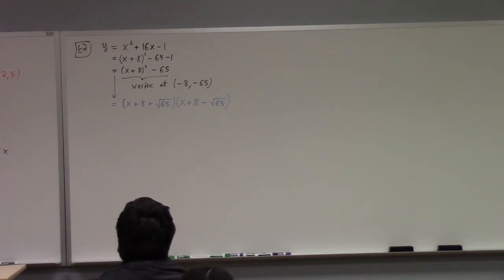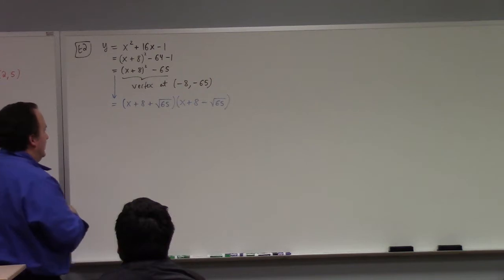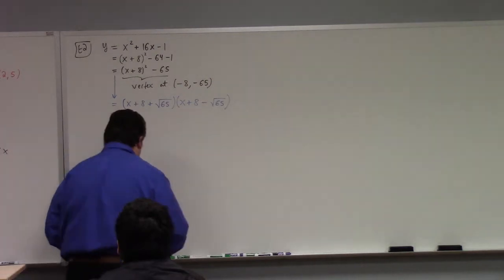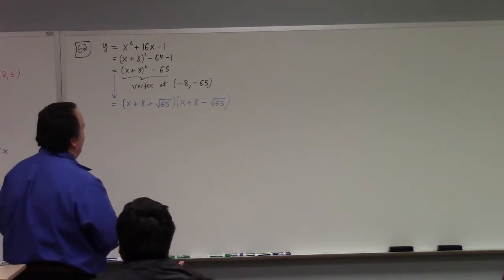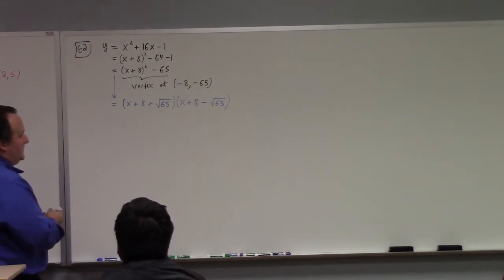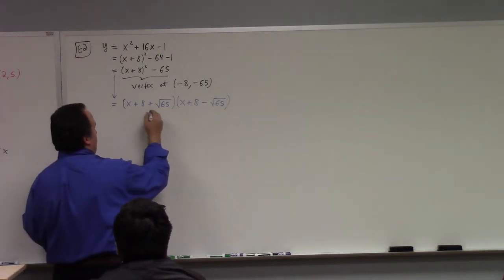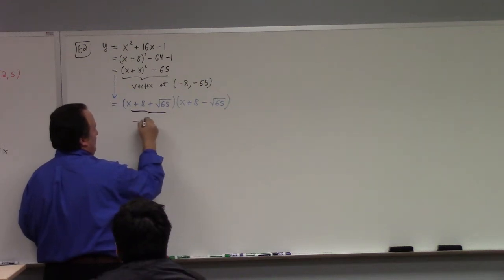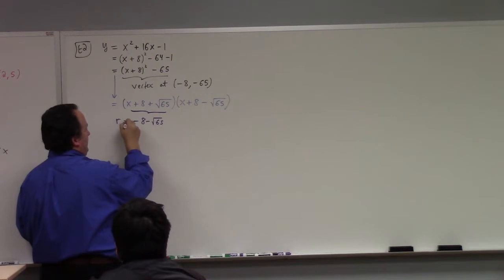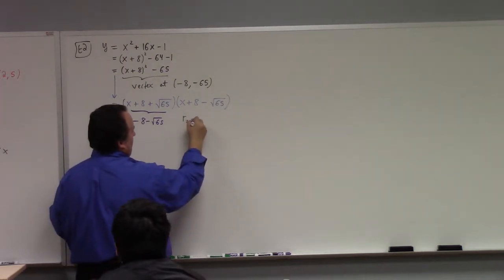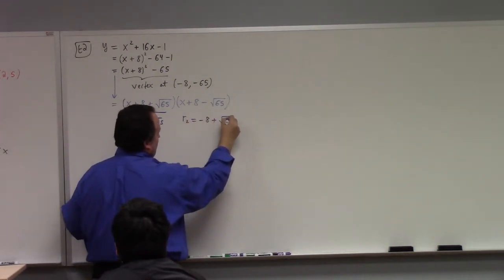But why do you need that if you have to shift it by minus 1? What do we need? Because now I know where the x-intercepts are. See, so this tells me the x-intercepts: minus 8 minus the square root of 65 is R1, let's say, and R2 is minus 8 plus the square root of 65.